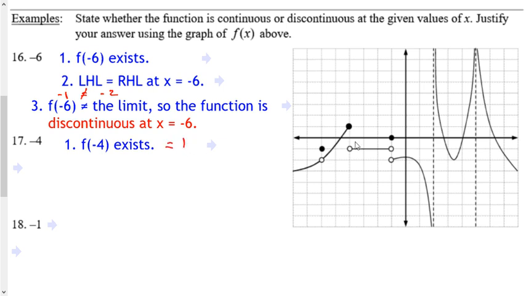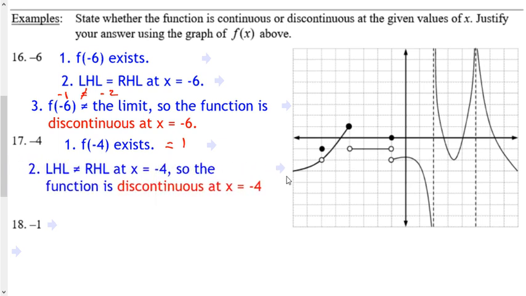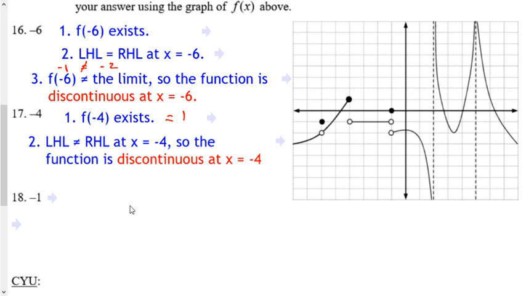Does the limit exist? Nope. Left and right hand limits are different. The left hand limit is 1. The right hand limit is -1. So the limit doesn't exist, so we don't even have to look at that third condition. We'd say the function is discontinuous where x is -4. Why don't you think about question 18 at -1? Will the function be continuous or discontinuous?